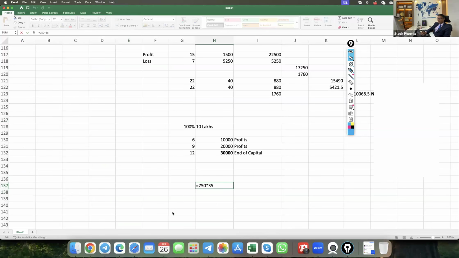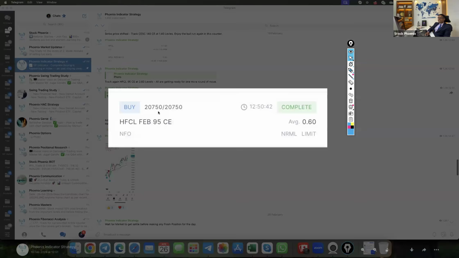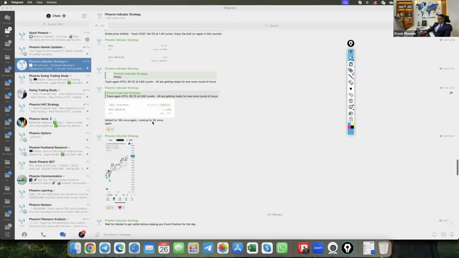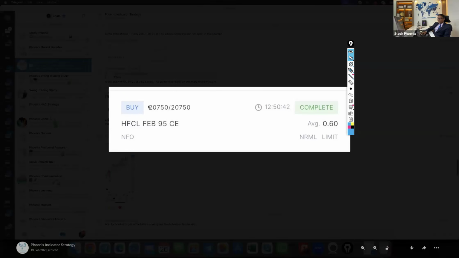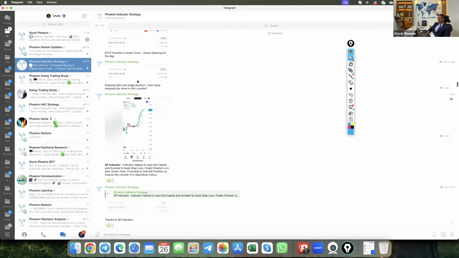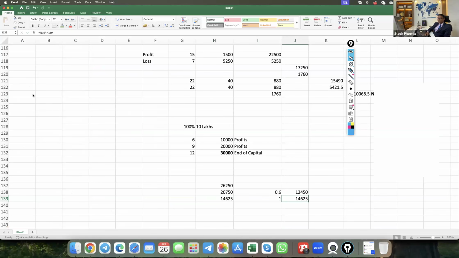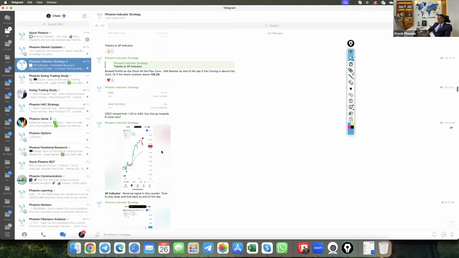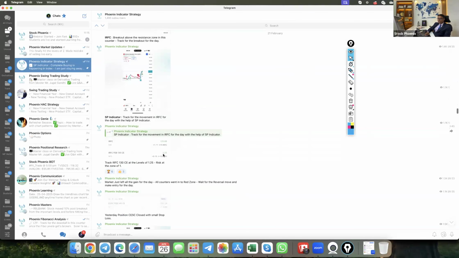750 into 35, investment is 26,000. The next entry, 27,050, 20,750 into 0.60, my investment is 12,000. Okay, 14,625 into 1, investment is 14,000, right? Every entry I make, my investment will be below 30,000 rupees.